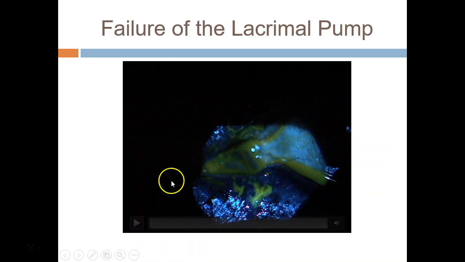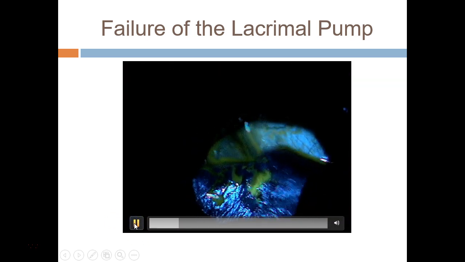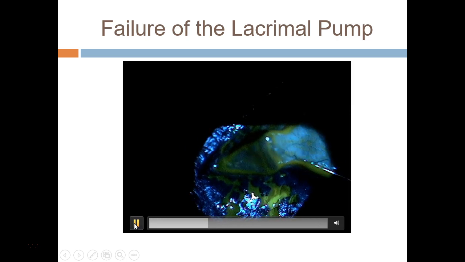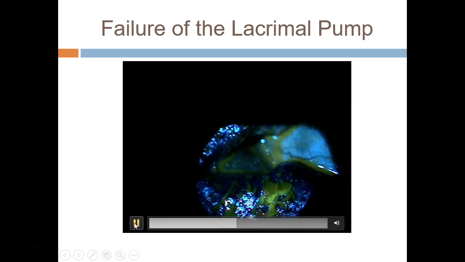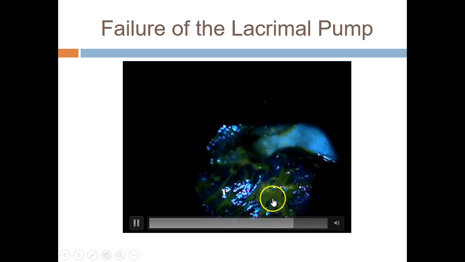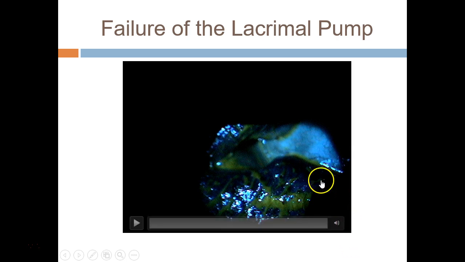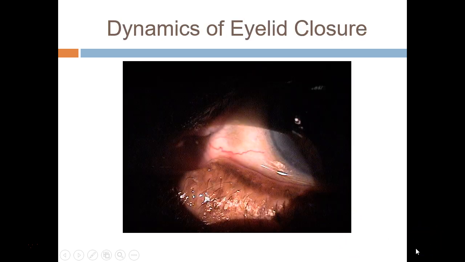Here would be a video of that same person. Now watch this. So see the person blinking. The tears are not going down into the punctum and into the lacrimal drainage system. They're balling up and running down the side of the patient's face. Okay, so you have a failure of the lacrimal pump here, even though the eyelid looks normal.